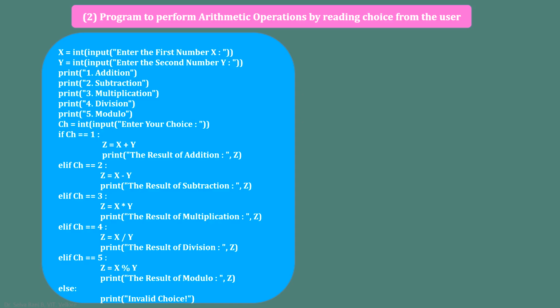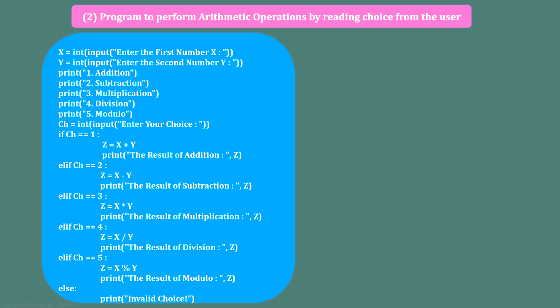Now we have to perform any one of the arithmetic operations based on the choice given by the user. If the choice chosen by the user is 1, then we have to add the values of x and y. If the choice is 2, then we have to subtract y from x. In this way, we need to do any one of the operations based on the choice given by the user on the given input x and y. If the user is giving a value not from 1 to 5, then we have to tackle it with the help of else block by means of printing invalid choice.